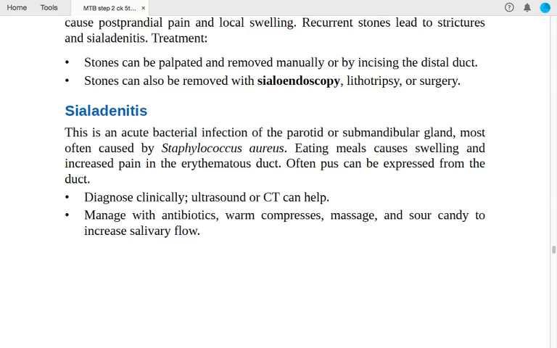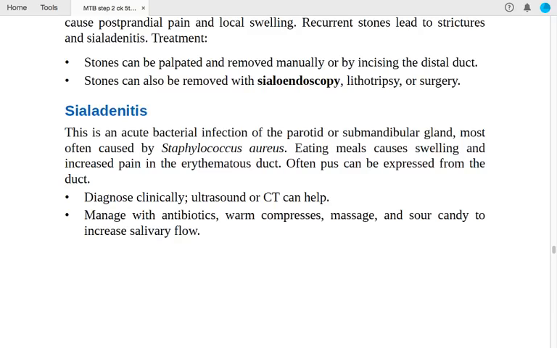Eating meals causes swelling and increased pain in the erythematous duct. Of course, eating meals is actually responsible, and we have to eat, right? Often pus can be expressed from the duct as well. You have to diagnose clinically because bacterial infection is there. Ultrasound or CT can also help, but most of the time you can diagnose via clinical examination.